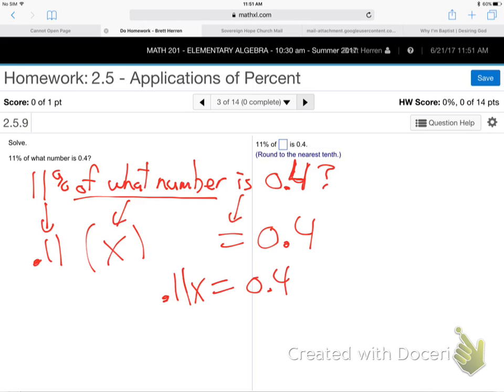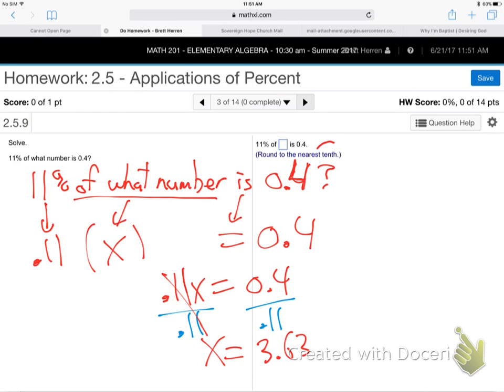So what do I do to solve for x? Divide by 0.11. That cancels, and x equals 3.63. Exactly 3.63? Yes, but then we round to the nearest tenth.